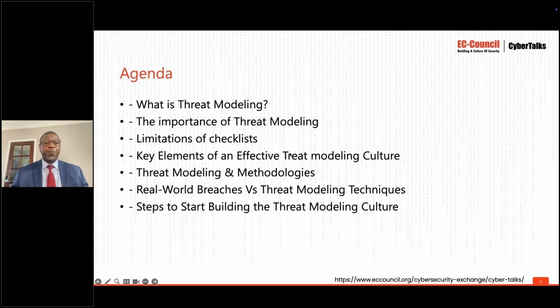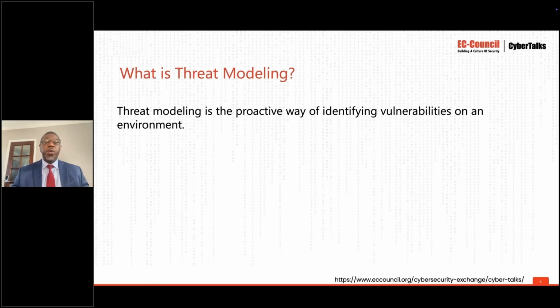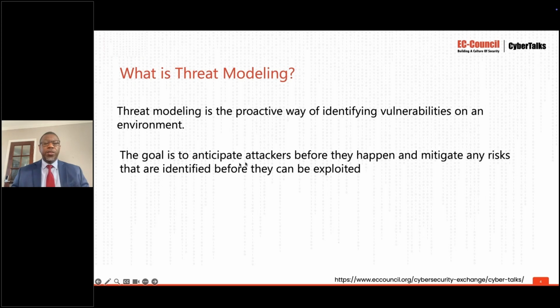So let's go on. What is threat modeling? Threat modeling really is taking a proactive approach to identify vulnerabilities in your environment, as opposed to just an ad hoc way of identifying them. The goal is to anticipate the attackers before they strike, so you want to anticipate the hackers. You want to know exactly what vulnerabilities are inside your environment and what can be seen out there, and you want to mitigate those vulnerabilities before they can be exploited.